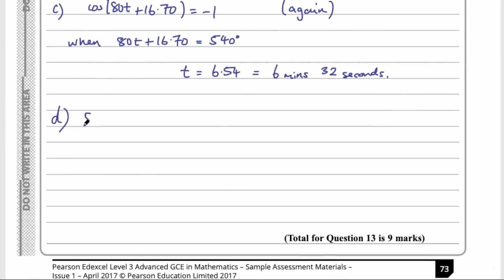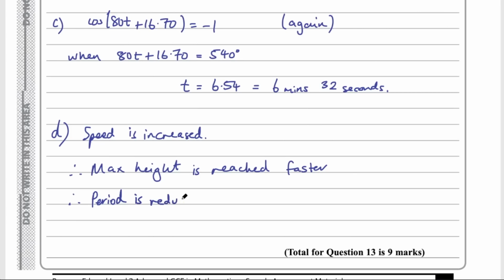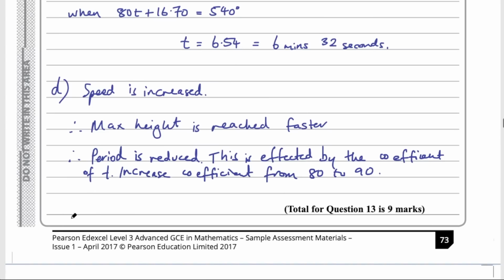We can say something like the speed is increased, therefore max height is reached faster, therefore period is reduced. This is affected by the coefficient of t. So we can increase the coefficient from say 80 to 90. So the new equation will look something like, e.g., h equals 11 minus 10 cosine 90t plus 30 sine 90t.